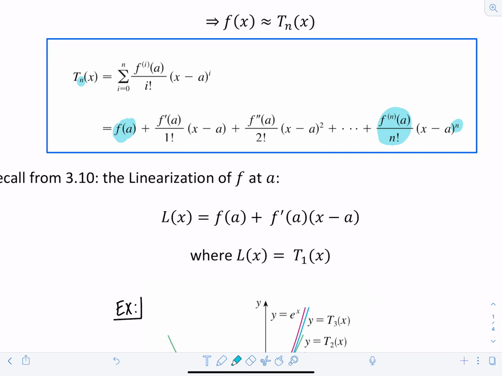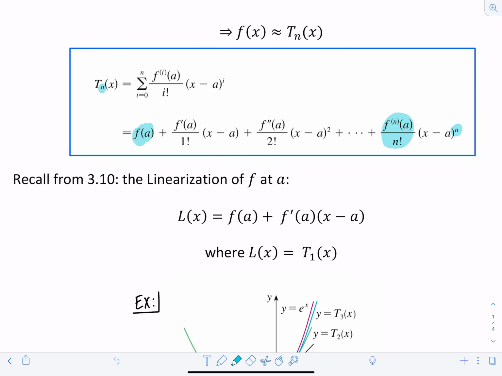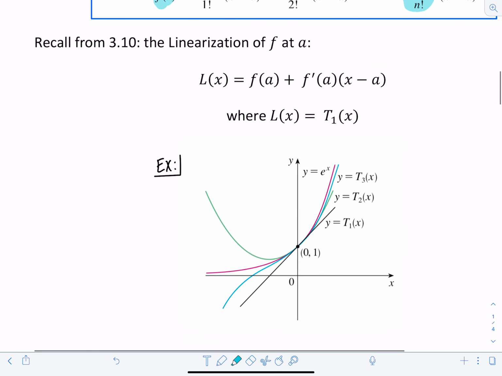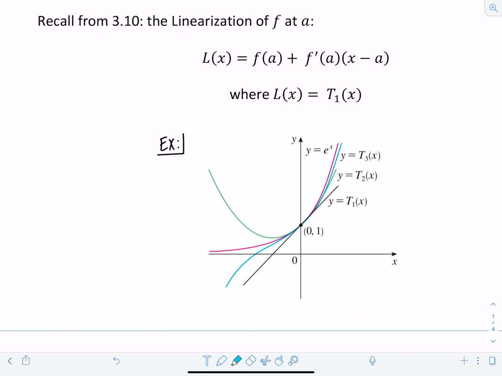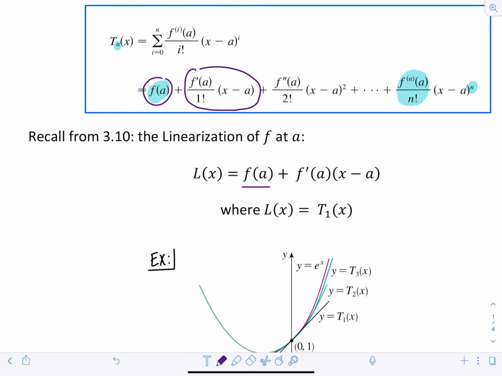You've actually already found a Taylor polynomial before in your calculus career. You just didn't realize it. When we were finding linearizations of functions way back when in section 3.10, the linearization is actually a first degree Taylor polynomial. So L of x, when we represented our function with a line, the equation of the tangent line, equals f of a plus f prime of a times x minus a. And those are precisely the first two terms right here.